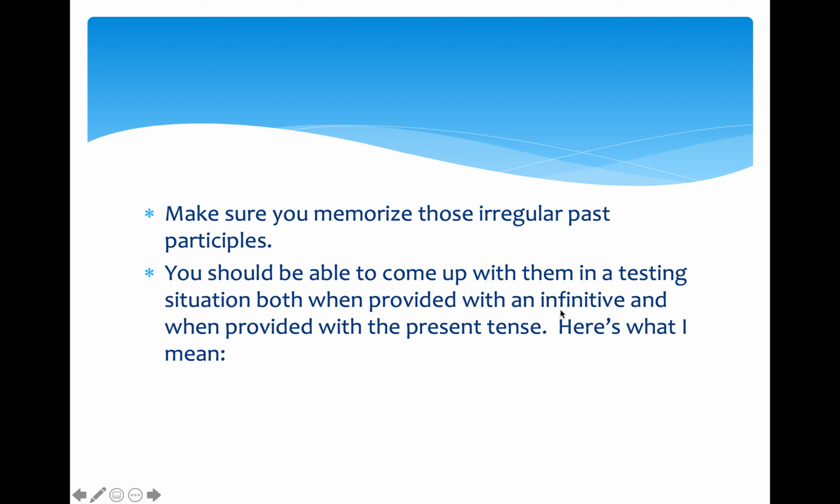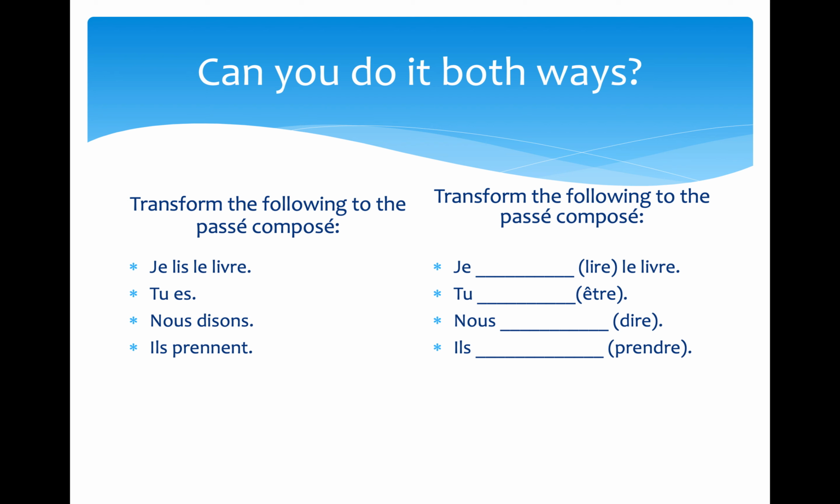So you need to memorize those irregular past participles. You need to be able to do them two different ways. This way, where I give you a sentence and say transform the following into the passé composé, or this way, where you're filling in a blank. Now, how's your mind going to work? You're in a French-speaking situation, forget classes, forget teachers, forget tests. You're talking to someone and you want to say, oh yeah, I read that book.